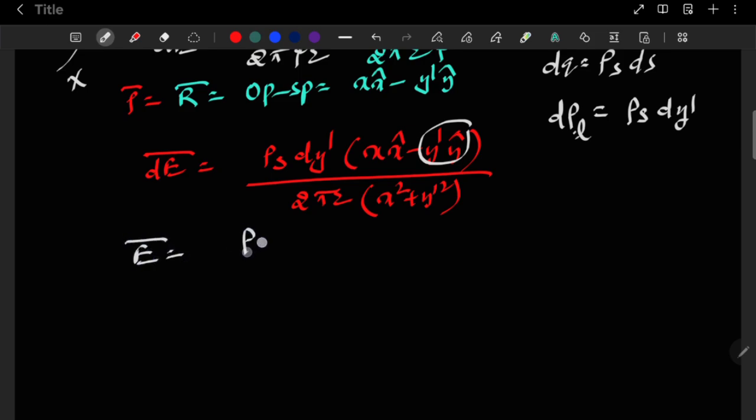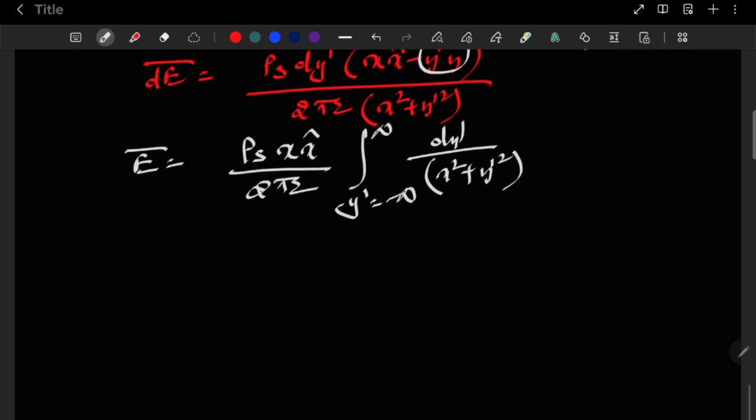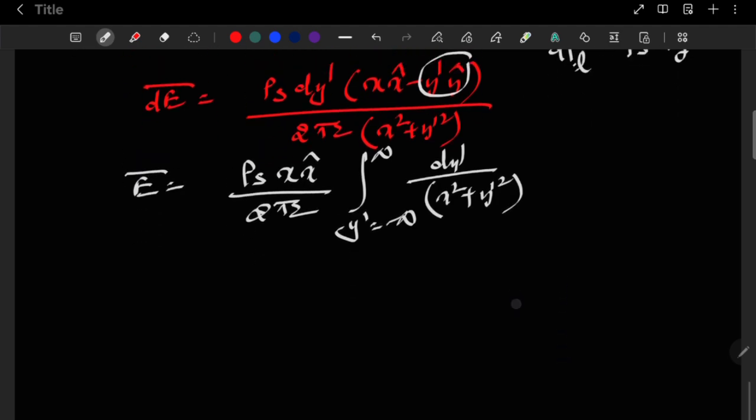E bar is equal to rho S (constant) times x cap (constant) by 2 pi epsilon. We have to perform the integration with respect to y, and the y dash limits are from minus infinity to plus infinity, dy dash by x square plus y dash square. Like this we got. Okay, the variable is y dash, not x, that's why x cap we have written outside. Okay, along the y-axis, all the strips are available.